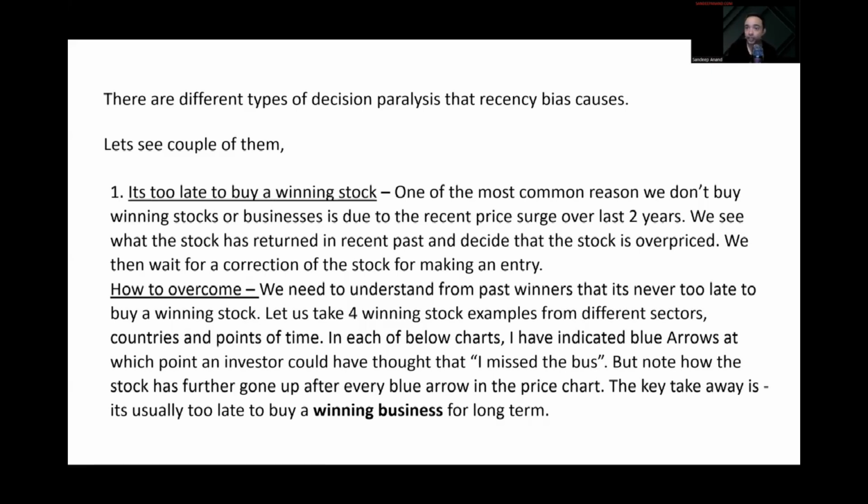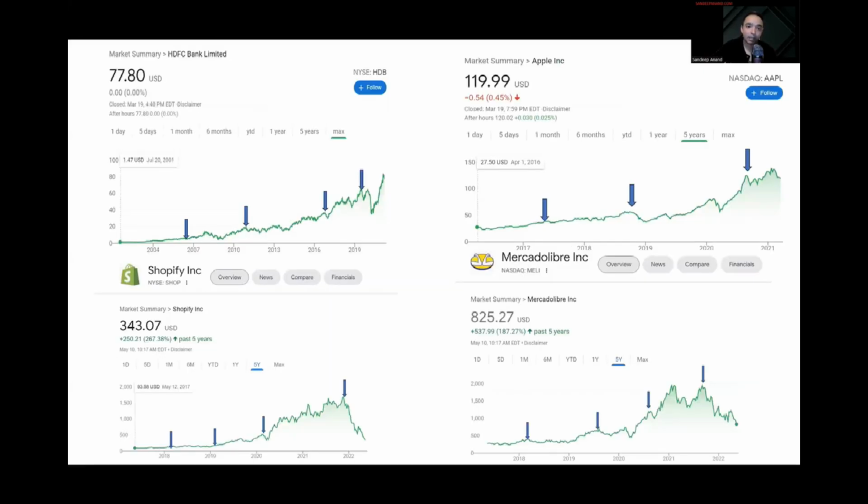Let us take 4 winning stock examples. I have covered them here. So these are real life examples, as I said. Different countries. I always pick different countries, different sectors, just to remove any sort of sectoral biases for that matter. So HDFC Bank, the blue arrows in the chart indicate that you could have bought at any point of time during that journey, right? You could have bought in 2007, 10, 12, 13, 15, randomly anytime.